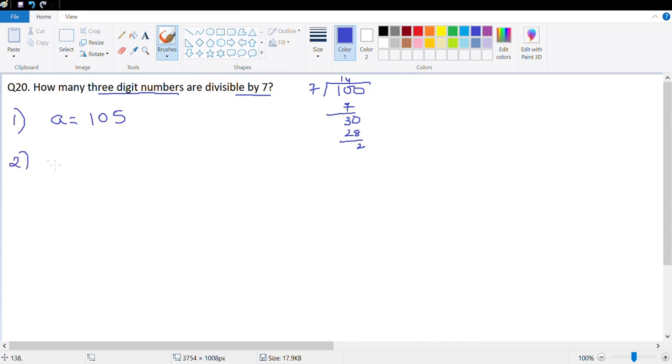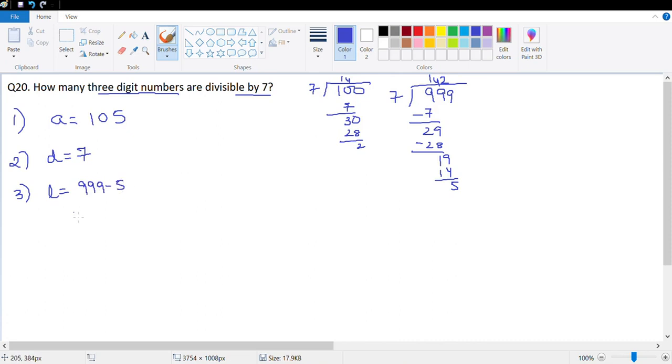Common difference is obviously 7. We need to figure out the last three-digit number divisible by 7. So the last three-digit number is 999. Let's divide this by 7. 7 into 9 is 1, 7 into 29, 4, 28. That's 19. That's 7 into 2, 14. Remainder of 5, which means if I subtract 5 from 999, that would be the number which will be divisible by 7. So the last three-digit number divisible by 7 is 999 minus 5. Therefore, L is equal to 994.